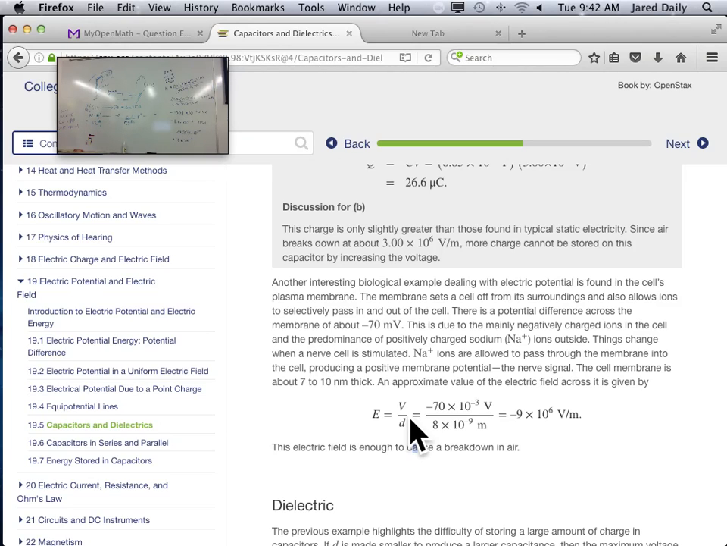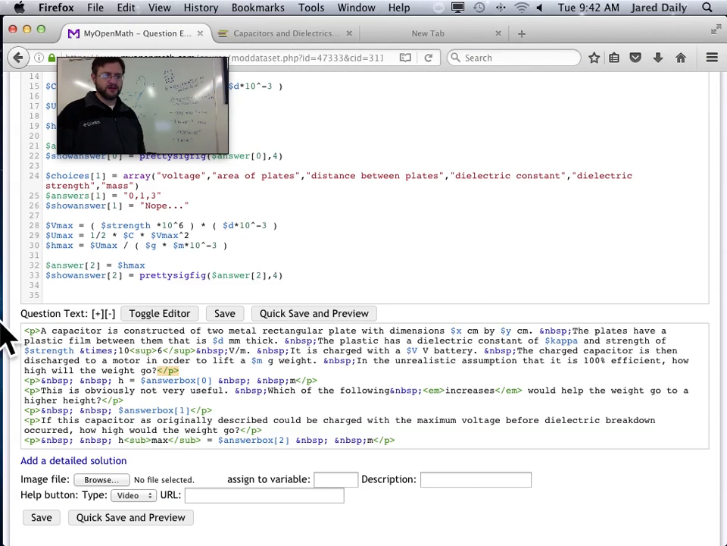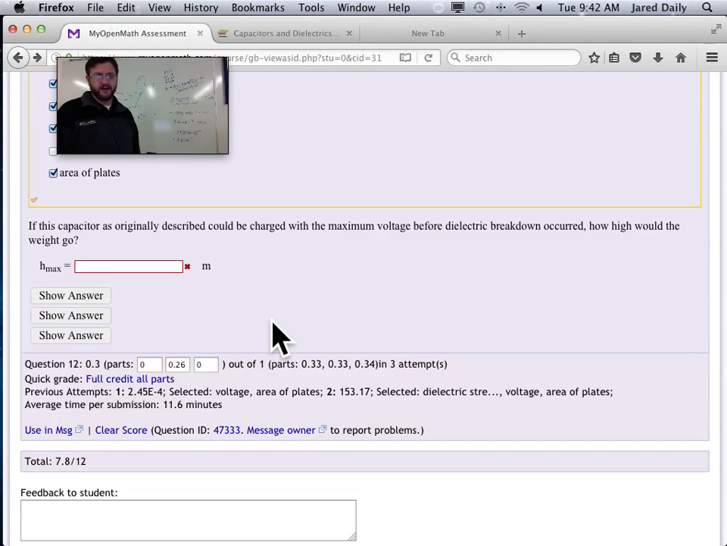So you still have to put that into the other equation, though, right? Well, yeah. What you do is you calculate V from this equation, the maximum voltage you can put across it, and then what did they ask? I can't remember what the actual question is. Height max, if the capacitor was charged completely. Okay, so yeah, then you plug that voltage back into this formula for V, and get the maximum height with that voltage.